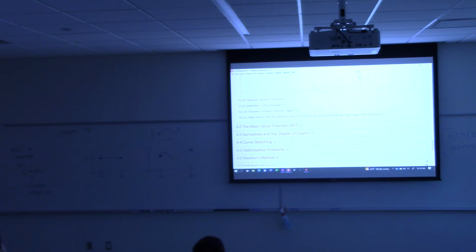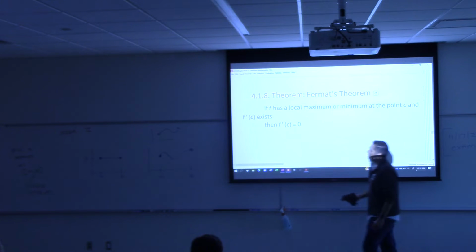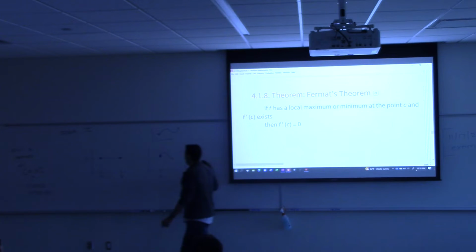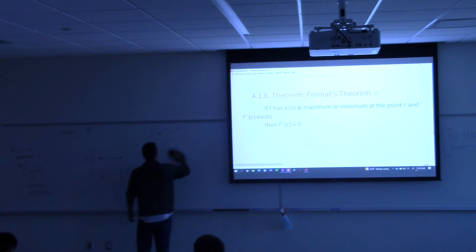Okay, so now we have another theorem, right? That first theorem just said that if you've got continuity on a closed interval, you've got to have a max and min, all right? Fermat's theorem here says that if f has a local max or min at the point c and the derivative exists, then the derivative must be 0.